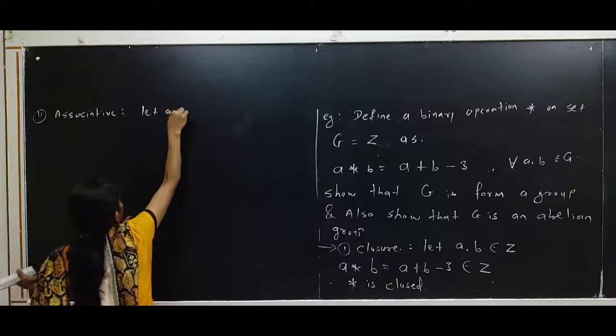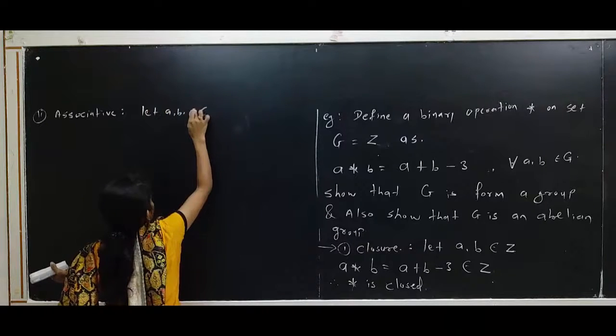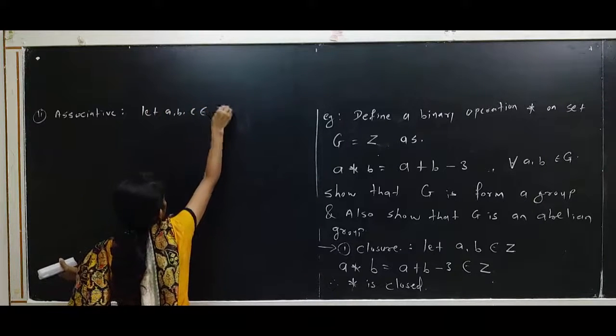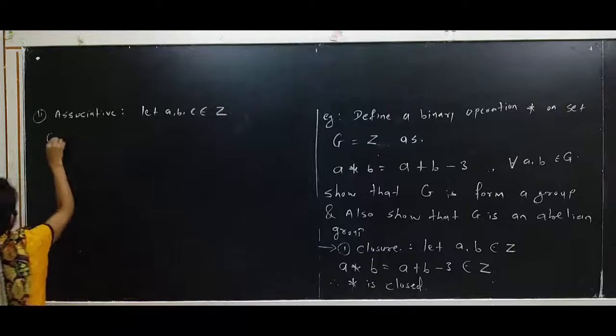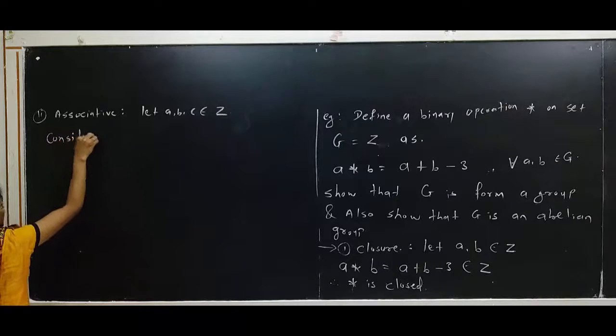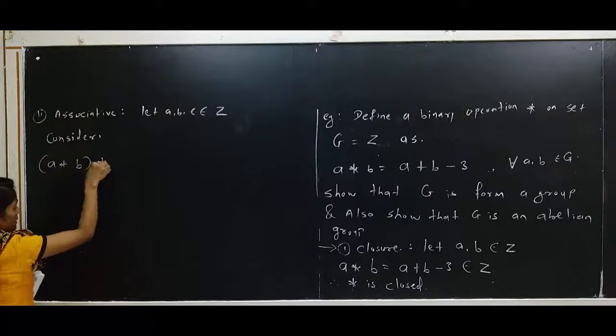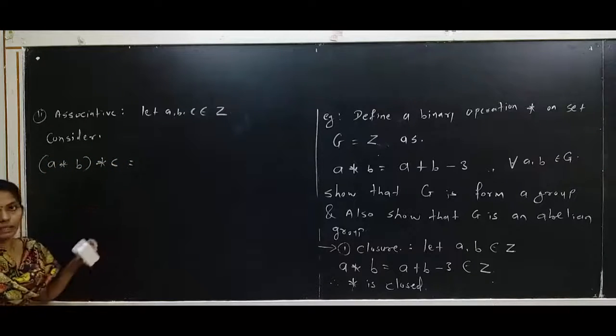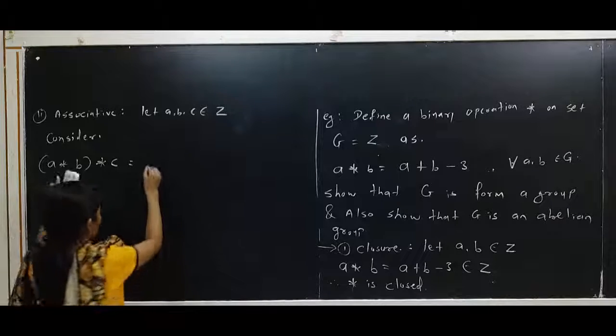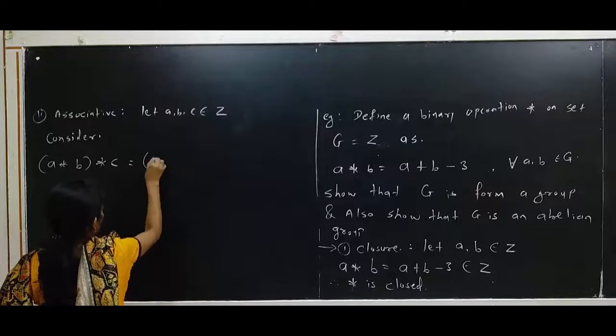Let A, B and C belong to the set of integers. So consider A star B star C. So A star B is A plus B minus 3. So substitute here. First of all, solve the bracket.